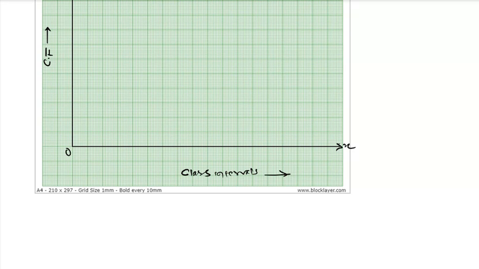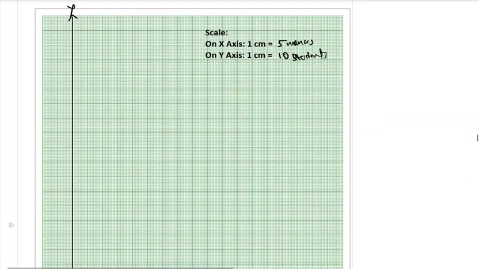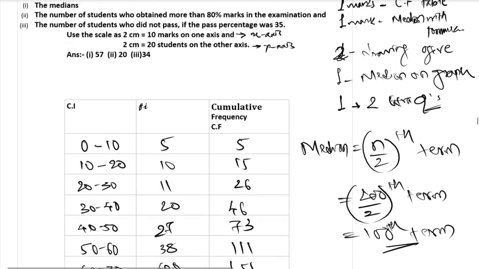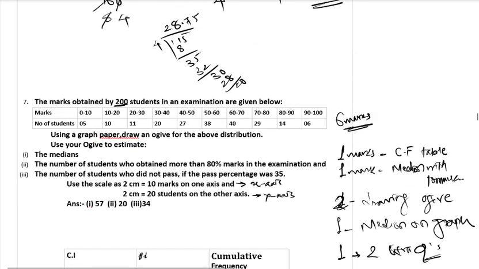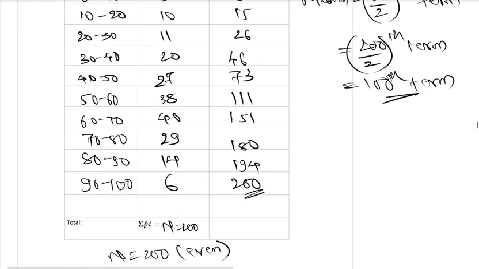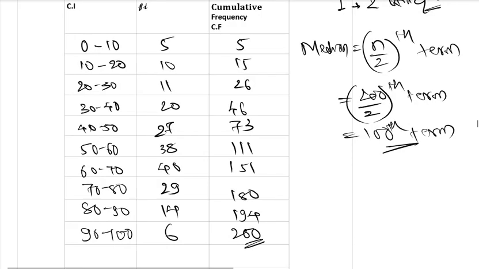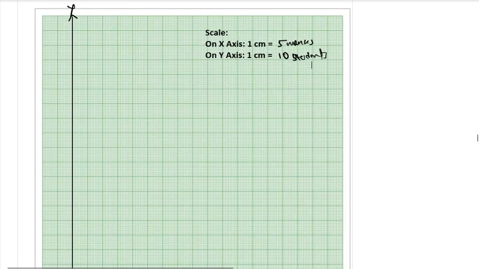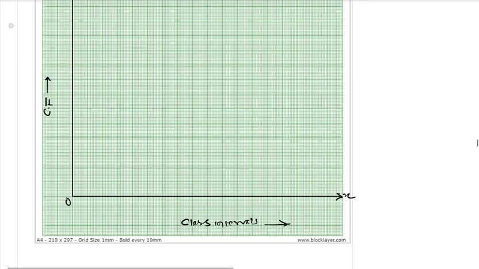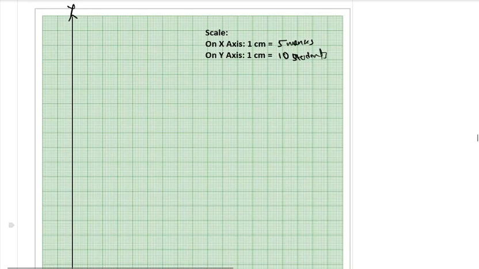Okay, so what shall we do over here? Now, in this case, I think it's better that, what if we plotted this graph in horizontal form? Can we fit 1 centimeter is equal to 10 students on y-axis? The cumulative frequency goes up to 200. So that also seems quite unlikely.